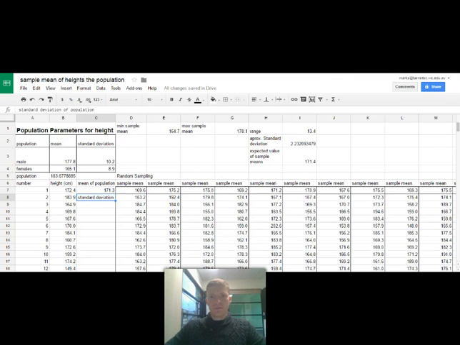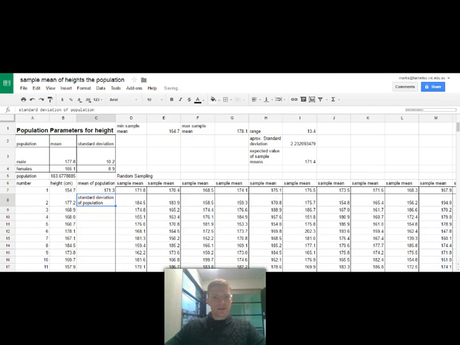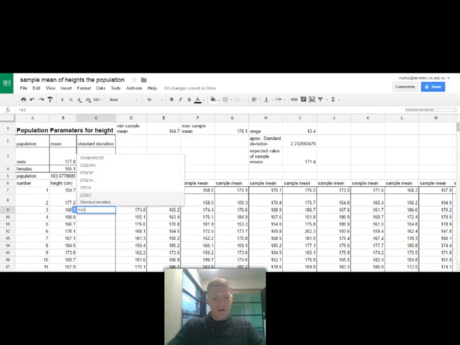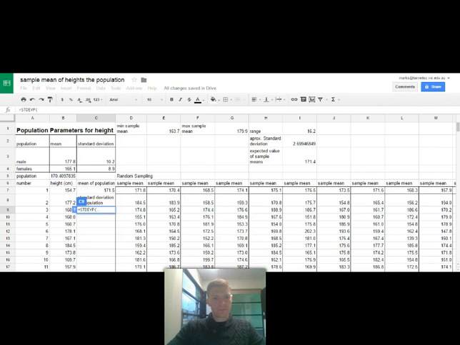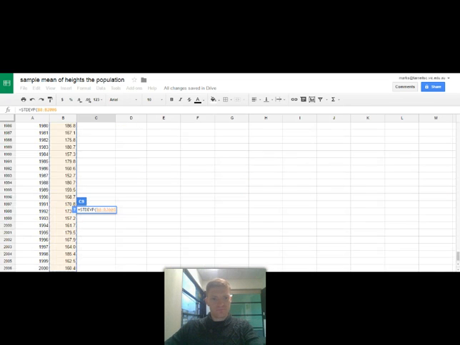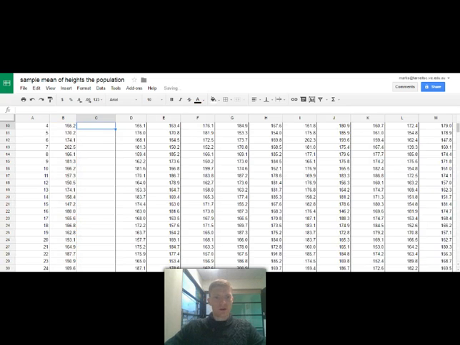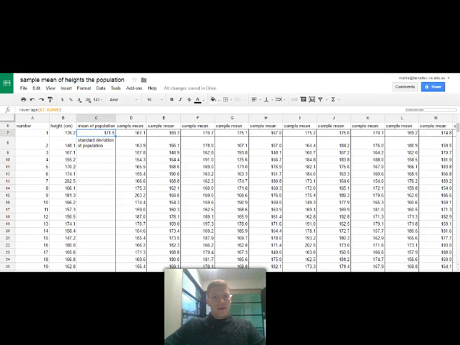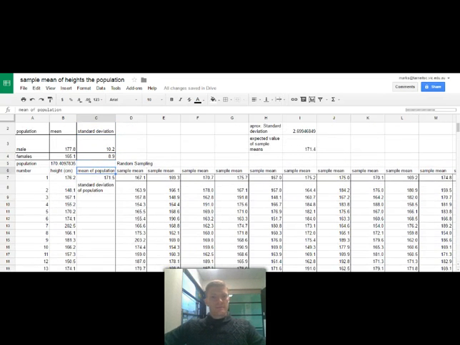Let's wrap that text around. Okay, so we're going to use the standard deviation of the population. So this is the formula we want. STDEV.P, standard deviation of an entire population. We select the first cell, Control Shift down, we select the whole range.